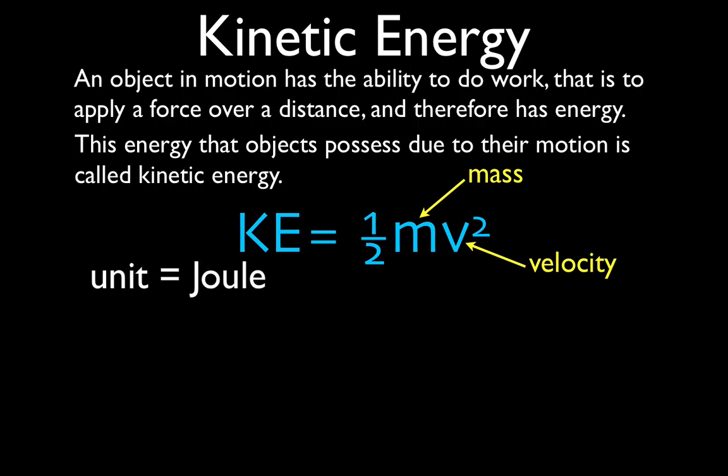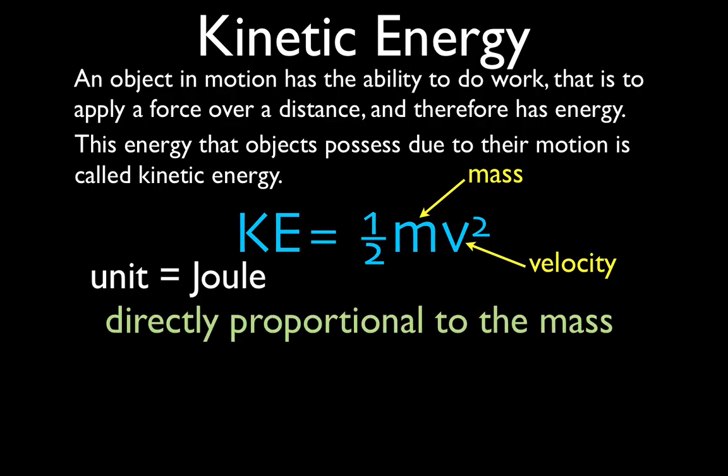And when we do that, we get joules. The answer that you're going to get, the units are going to be in joules because joules is the units for energy and work. Now, let's look at the relationship between the mass and the kinetic energy and then the velocity and the kinetic energy.